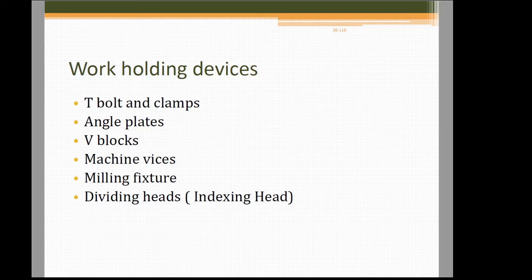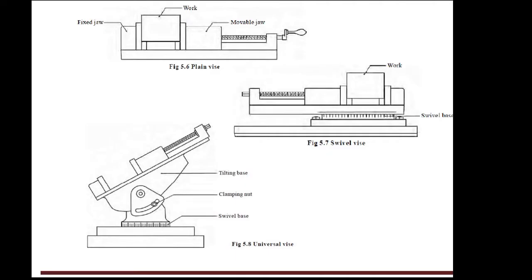Let us see the three different types of machining vices which are used in a milling machine. They are plain vise, swivel vise, and universal vise. The simplest form of vise is a plain vise. It is having a fixed jaw and a movable jaw. Once the workpiece is clamped in a plain vise, all the degrees of freedom of the workpiece will be arrested.